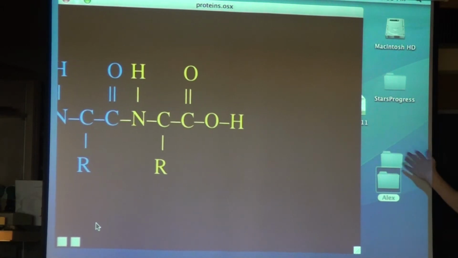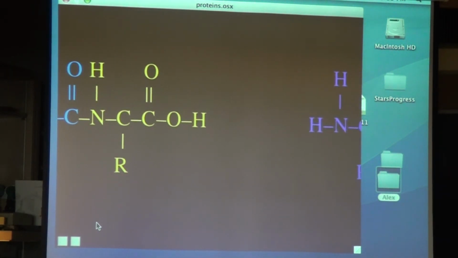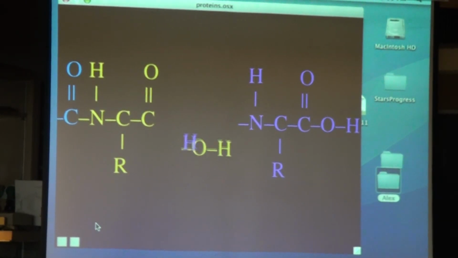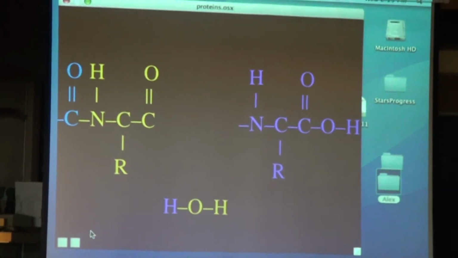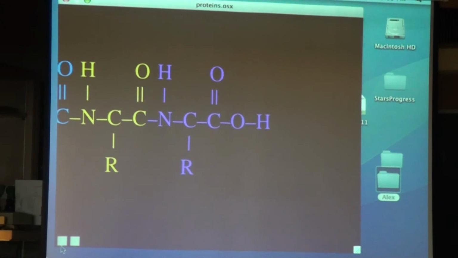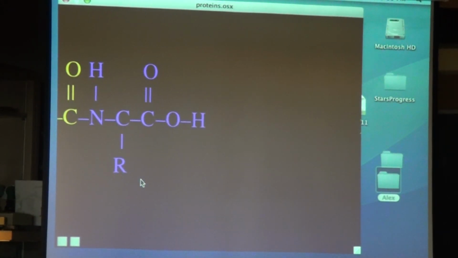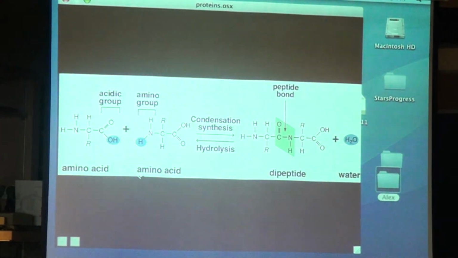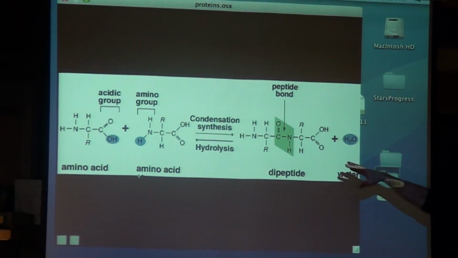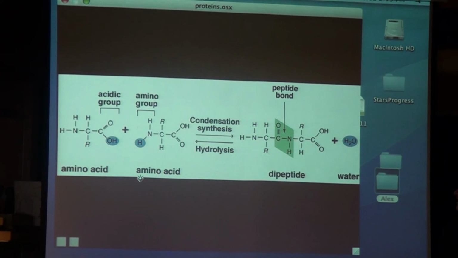Okay, and there's no theoretical end to this process. We could just keep linking amino acids on and amino acids on and amino acids on. Let's see if I can convince my computer to end itself here in a second. Okay, there we go. This is a diagram from your textbook that summarizes this whole business that I just showed you. So there's the peptide bond in green there.